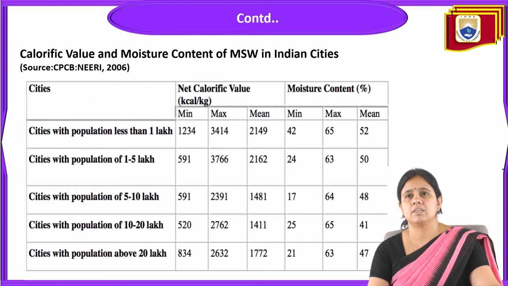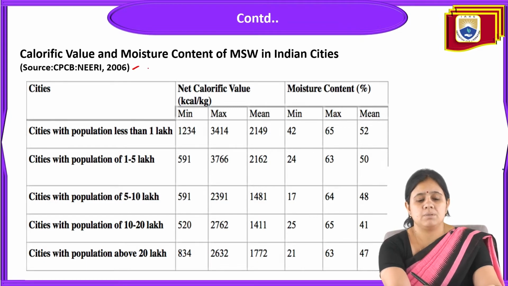And now we can see the calorific value and moisture content of the MSW in a general Indian city, its source is CPCB NEERI.